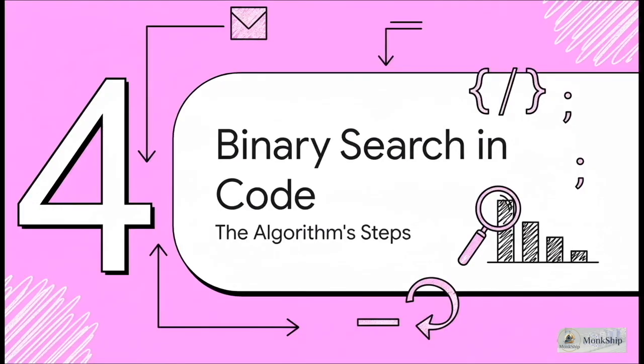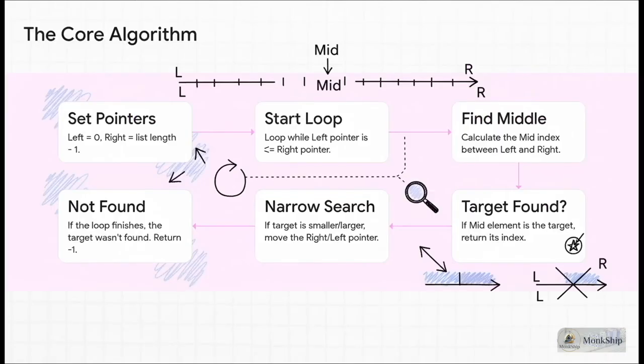All right, so what does this actually look like in code? How do we translate this logic into a set of steps a computer can follow? It's actually a lot simpler than you might think. So here's the recipe. First, you set up your left and right pointers at the start and end of the list. Then you kick off a loop that keeps running as long as your search space is valid, as long as left hasn't passed right.